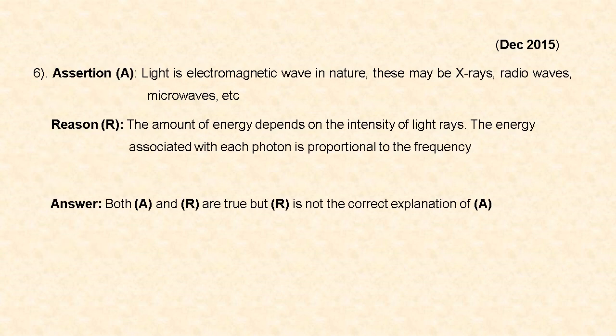Next question. This question was asked in December 2015. It is assertion and reason type. Assertion: light is electromagnetic wave in nature and these may be X-rays, radio waves, microwaves, etc. Reason: the amount of energy depends on the intensity of light rays. The energy associated with each photon is proportional to the frequency. Here both assertion and reason are true, but reason is not the correct explanation of assertion.